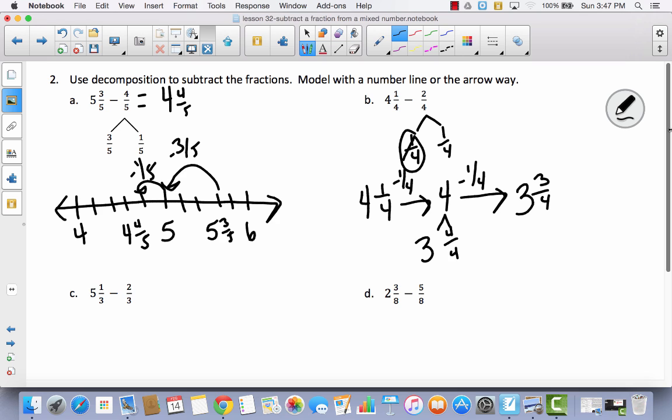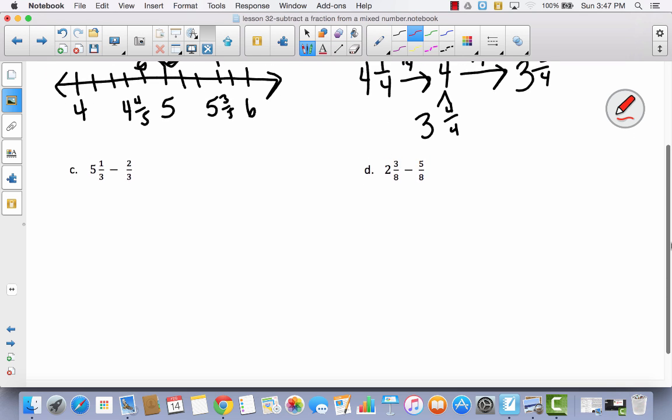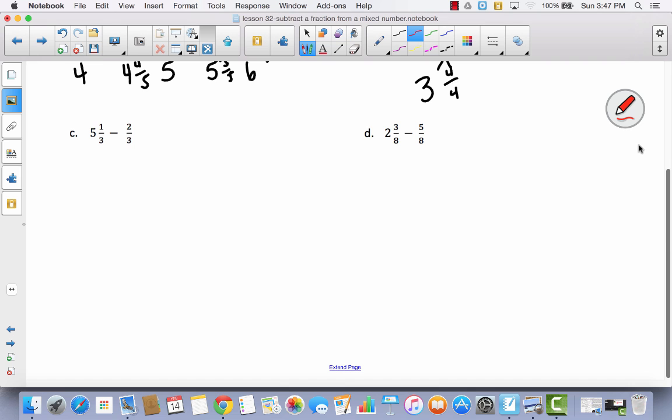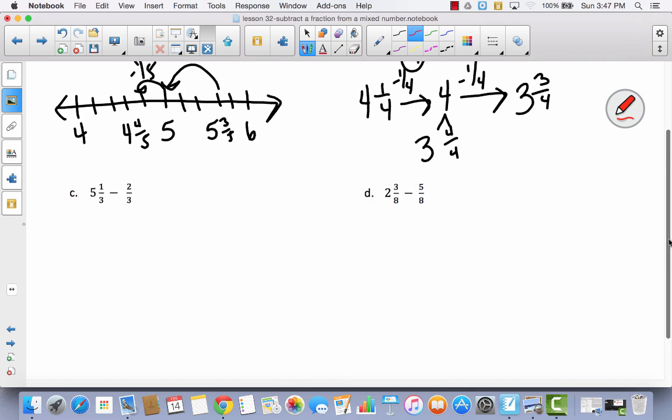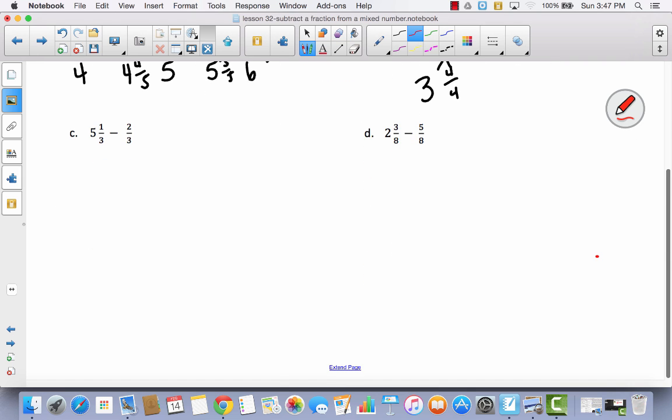All right, for C and D, I want you to try to do one or both of these problems by yourself. You may choose to do either strategy. You may choose the arrow way, or you may choose to use the number line. It does not matter to me. You use a strategy that makes the most sense to you. If you get stuck, press play, and I will walk you through it the way that I'm going to solve it, okay?